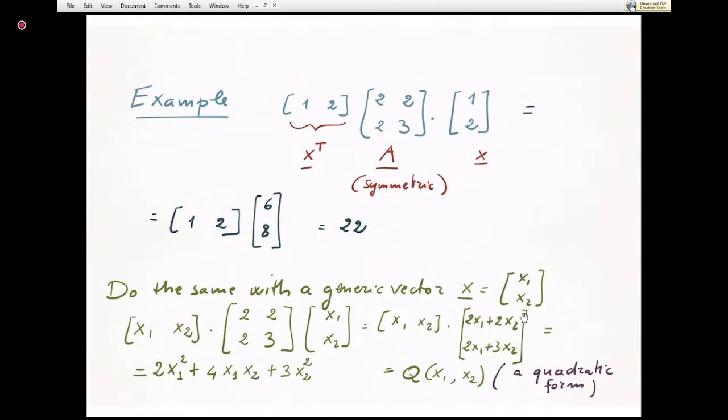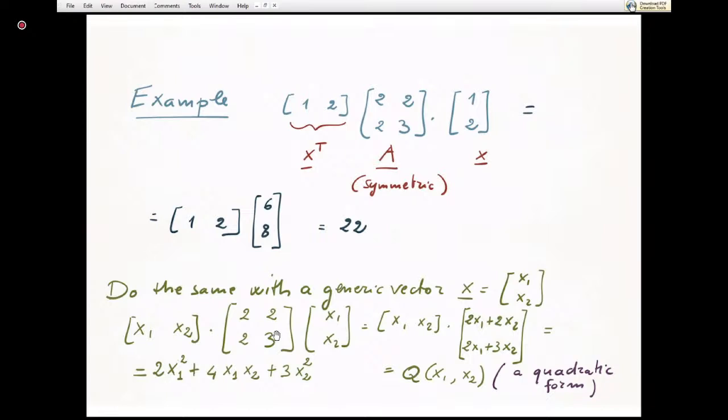What we did before is to multiply A times X first, okay? Do the same here. I get, you see, the result is a two-dimensional vector. I have to obtain the same structure of the result. It is 2x1 plus 2x2, the first entry. The second entry is 2x1 plus 3x2. This is the second entry.